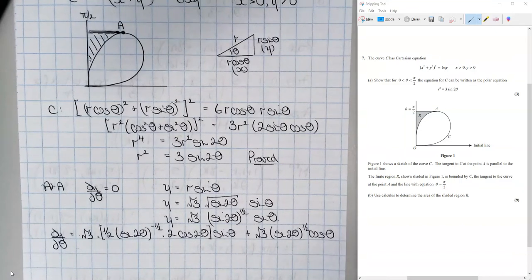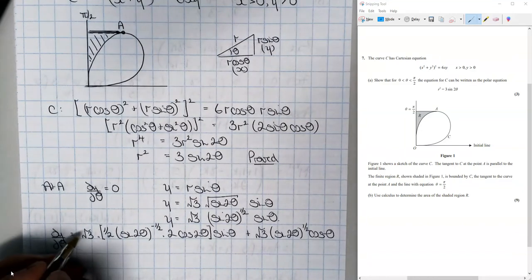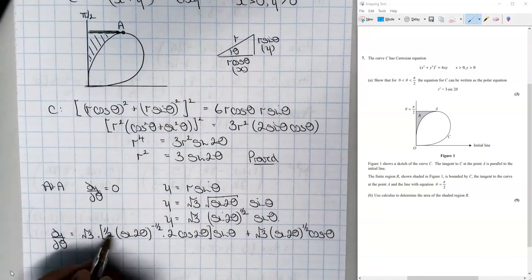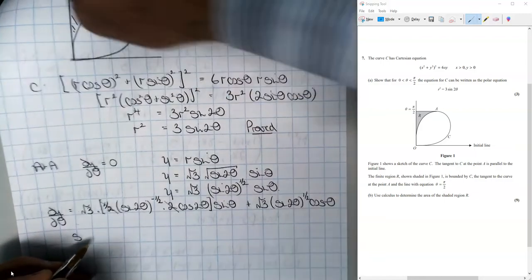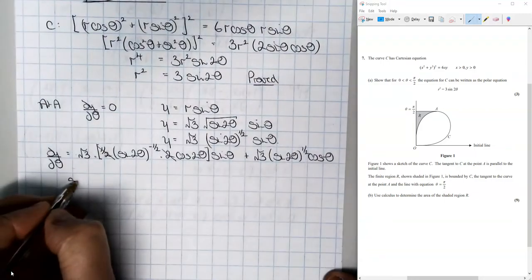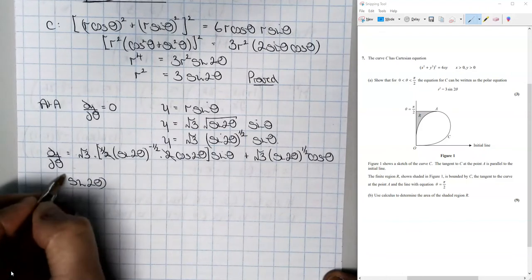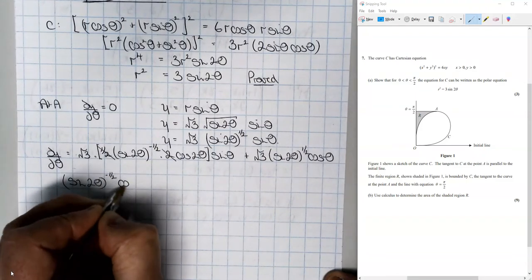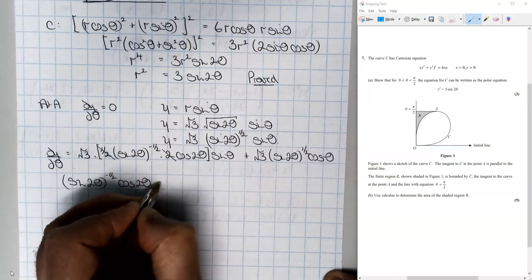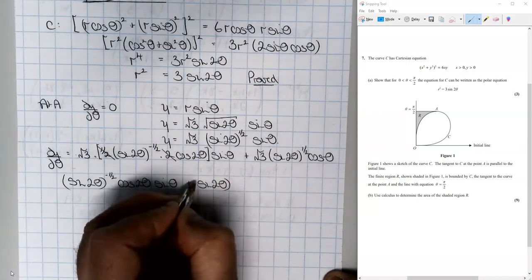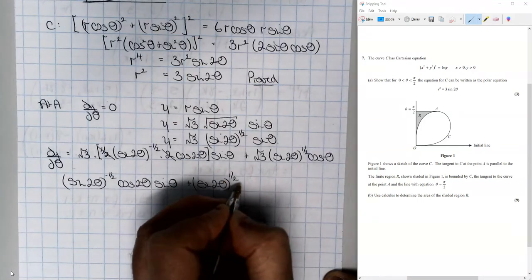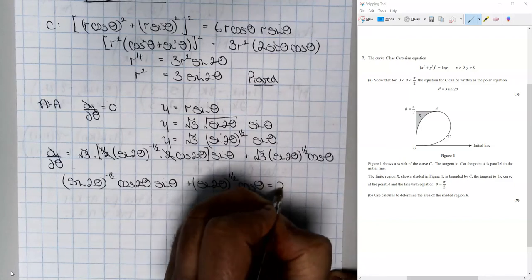So we want this to equal 0. The root 3's can go because it's going to equal 0. The half and the 2 will obviously cancel. So I'm left with sine 2 theta to the minus a half, cos 2 theta times sine theta, plus sine 2 theta to the half cos theta equals 0.